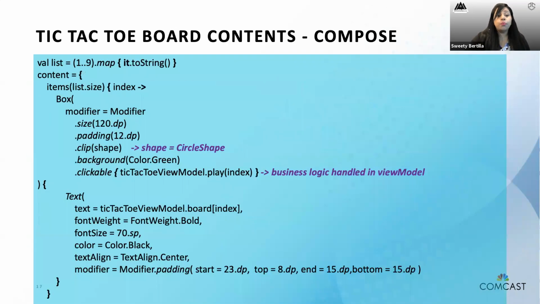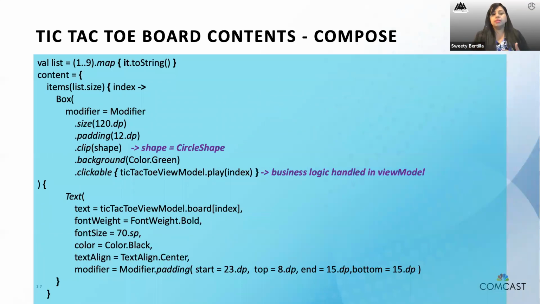With that, let's look at the board contents itself. I'm going to talk about Compose first, as we already peeked a little bit into how it's been done in SwiftUI. So we did see a circle view was used, and then a system image was used. Here, I'm going to use a box. Box is nothing but it's going to define the shape of the circle. I needed a circle, so that's why you could see inside the box, there is a property called clip, where I'm passing the shape, and the shape is a circle shape.